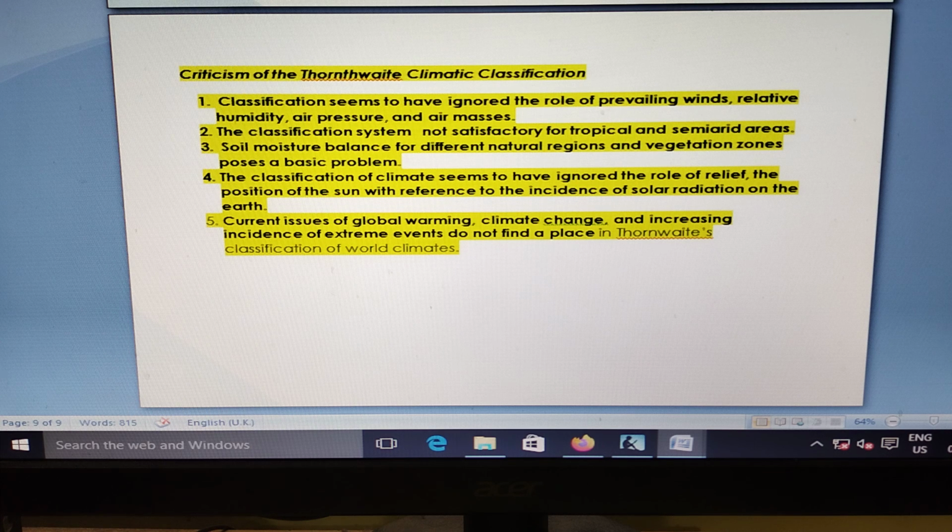Criticism: the classification seems to ignore the role of prevailing winds, relative humidity, and air masses. The classification system is not satisfactory for tropical or semi-arid areas. Soil moisture balance for different natural regions and vegetation zones poses a basic problem. The classification of climate seems to ignore the role of relief. The current issues of global warming, climate change, and increasing incidence of extreme events are not reflected in the current classification of world climate. With this, the presentation is complete.